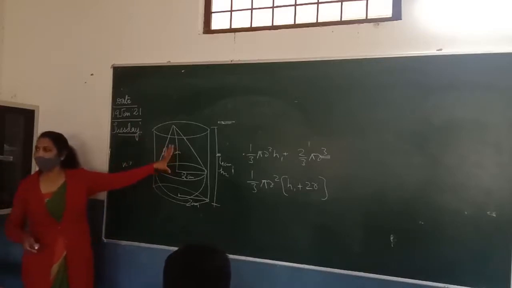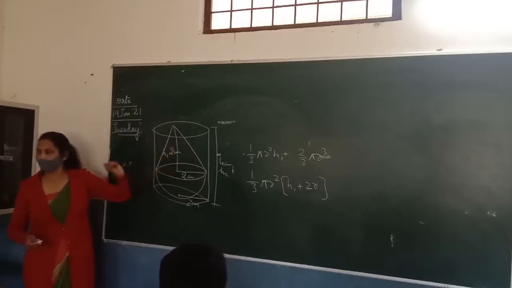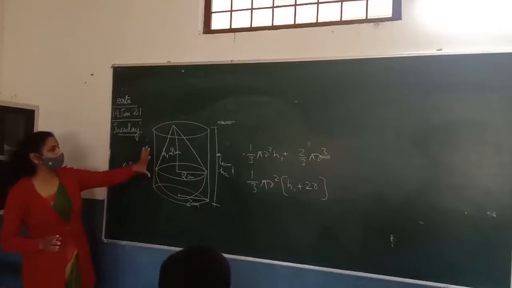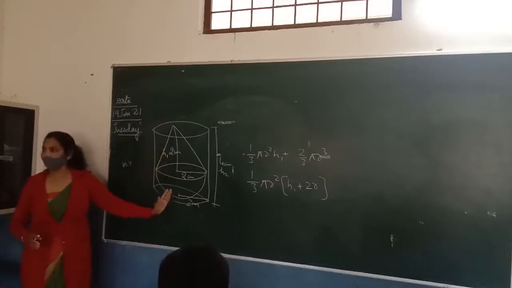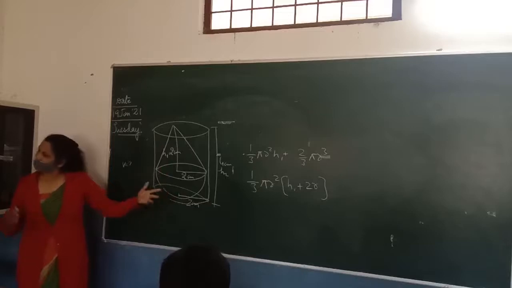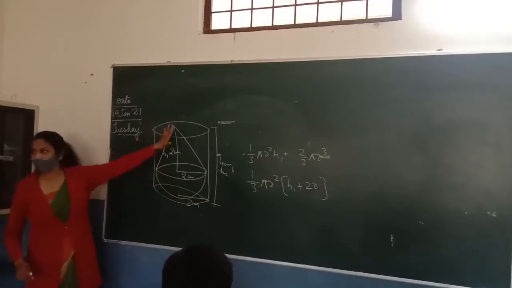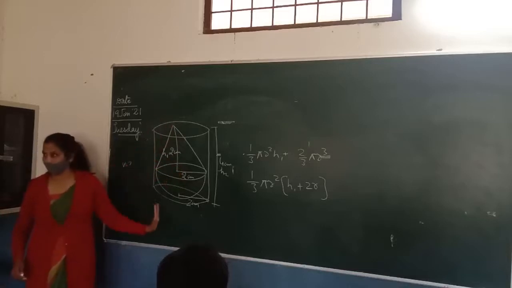So what will you do? Difference means subtract, right? Difference means find the difference, subtract. So how will you find it? You want to find the difference between the volume of the cylinder and the toy. So what will you do? Volume of the cylinder minus volume of the toy. So we will subtract the volume of the toy from the volume of the cylindrical portion.